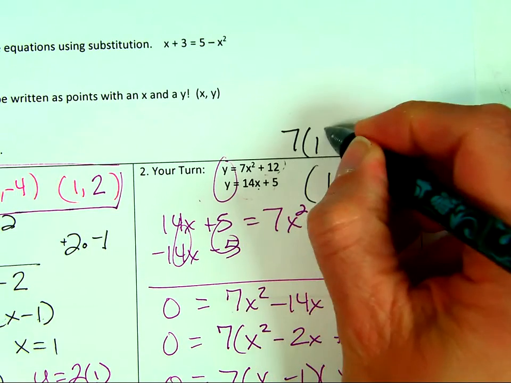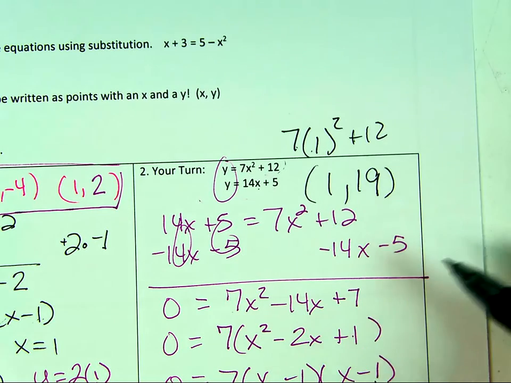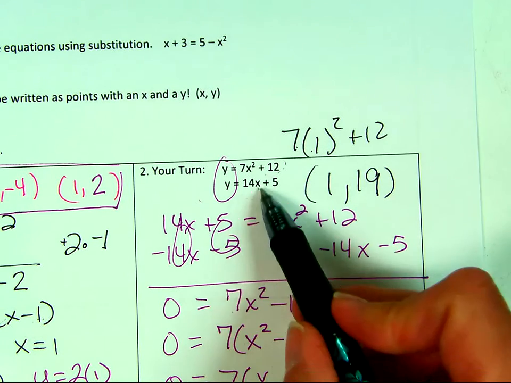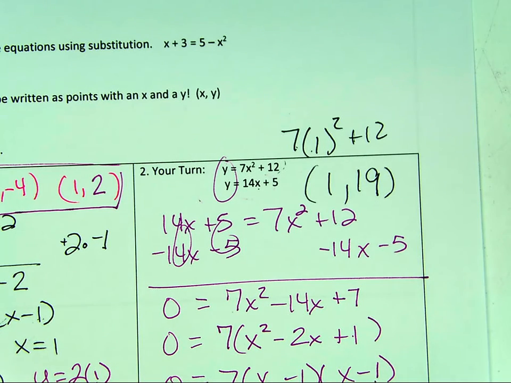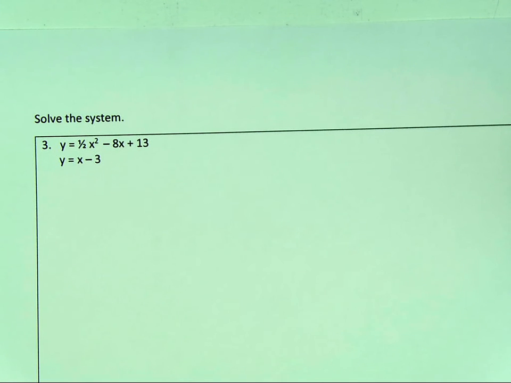7 times 1 squared plus 12 is still 19. 7 times 1 plus 12 is 19. It wouldn't matter which one. I just usually choose the linear one because it's easier, but always check, especially if you're on a quiz or a test, to see if that works. Okay, it needs to work in both.